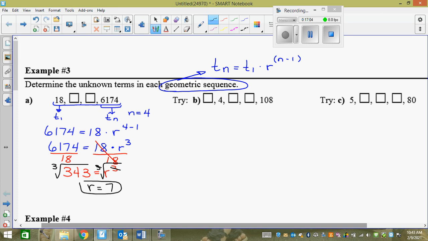And now I can get the answer to the rest. So with geometric, how do I get to the next one when I have a ratio of 7? Multiply. So what's 18 times 7? What do we get?